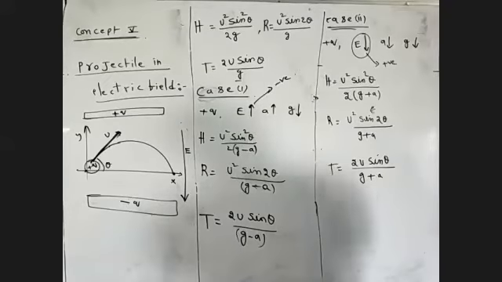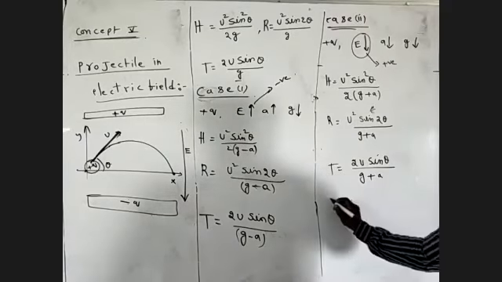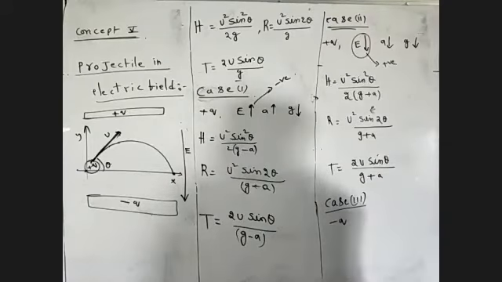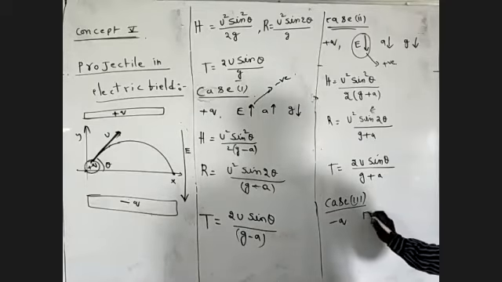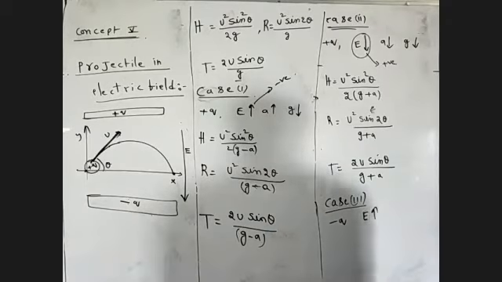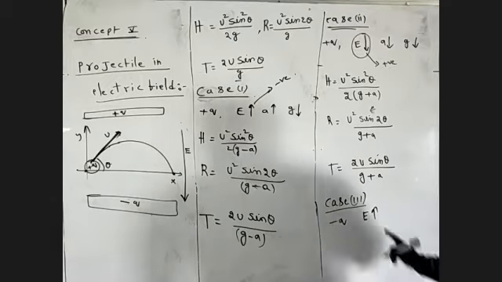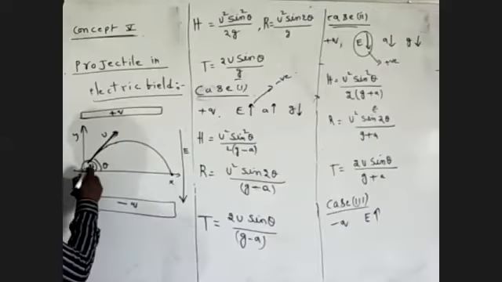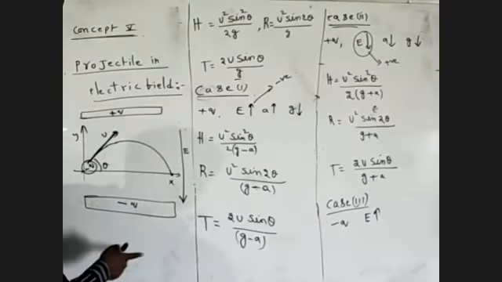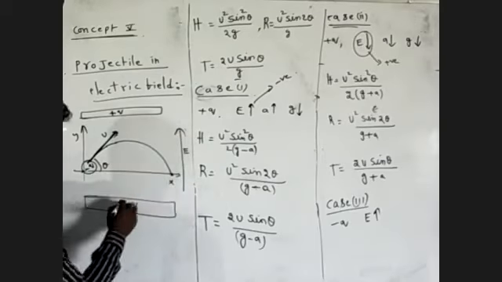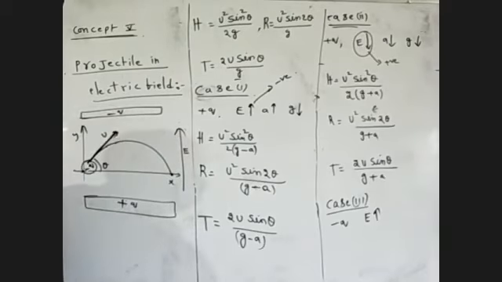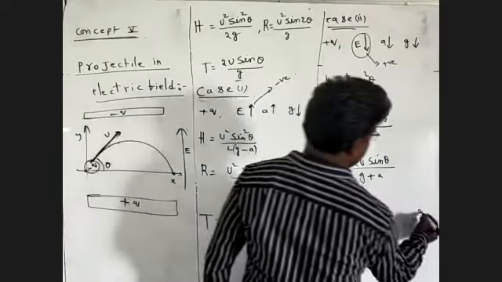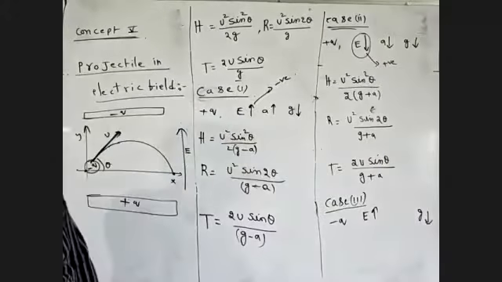Next, case number 3. In case number 3, I'm taking a negative charge. The electric field is in an upward direction. In this case, what will happen? This is a negative charge, and the electric field is upward, which means the top plate is positive and the bottom is negative. Gravity is always in a downward direction.